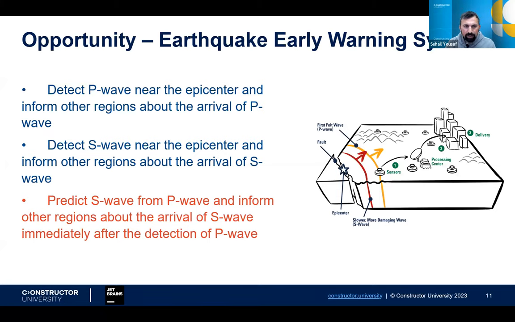So where is the opportunity for us to develop an earthquake early warning system? Of course, we can monitor these waves and somehow develop a system around that. For example, if we are able to detect the P wave near the epicenter and inform other regions about the arrival of the wave, that's a possibility, because these waves usually travel slower than the communication speed that we have nowadays, for example, in the form of telecommunication. Similarly, if we are able to detect the S wave near the epicenter, then we can inform other regions about the arrival of the S wave.